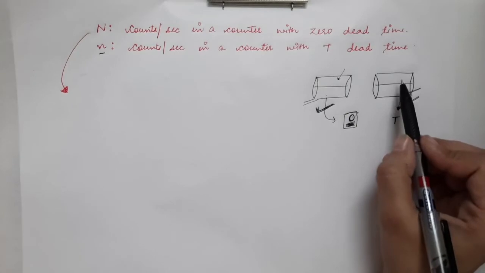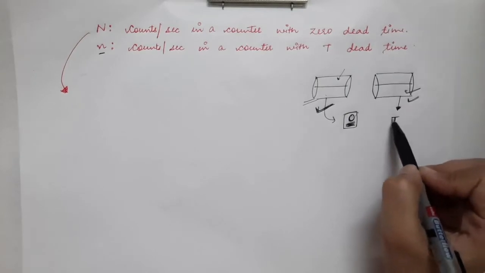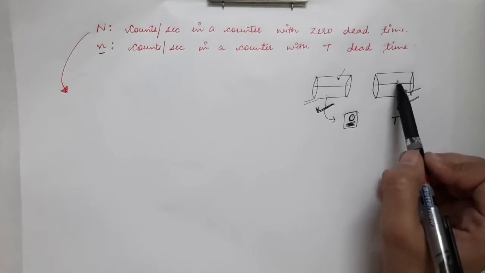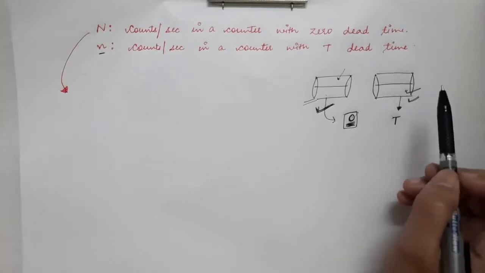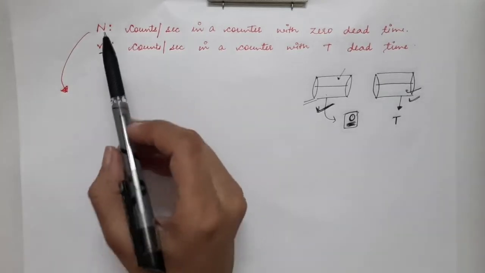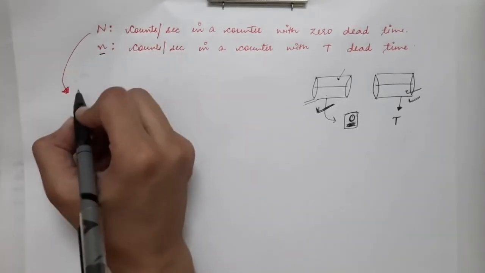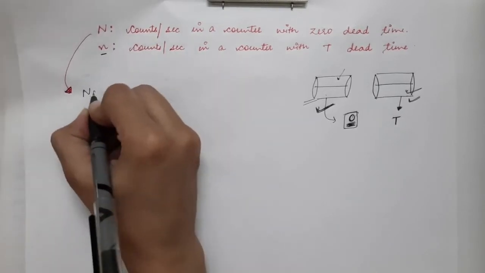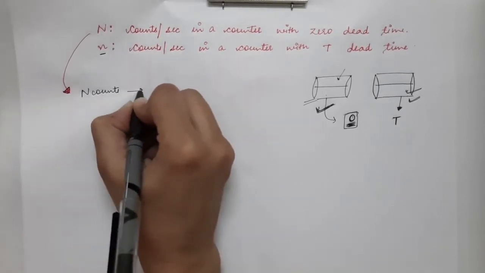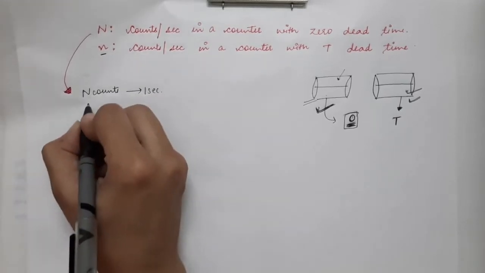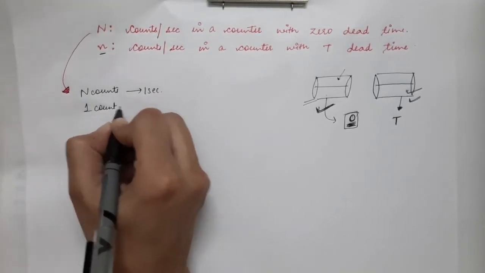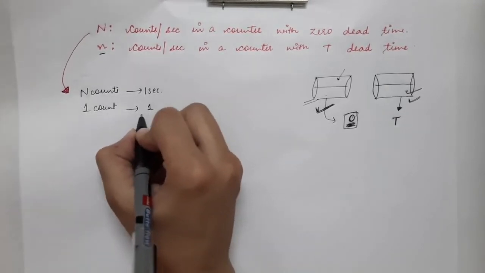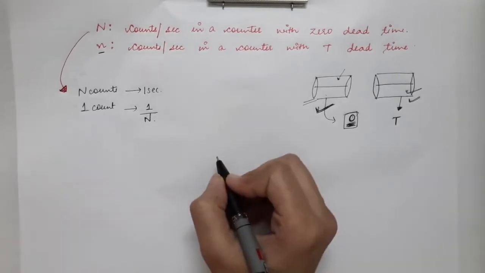But this GM tube is insensitive for T amount of time, meaning for T amount of time, the particles that are entering this GM tube will be undetected. So from this first point, let's say there are N counts in 1 second. So N counts are there in 1 second, meaning for one count how much time is taken? For counting one pulse, how much time is taken? That will be 1 divided by capital N.